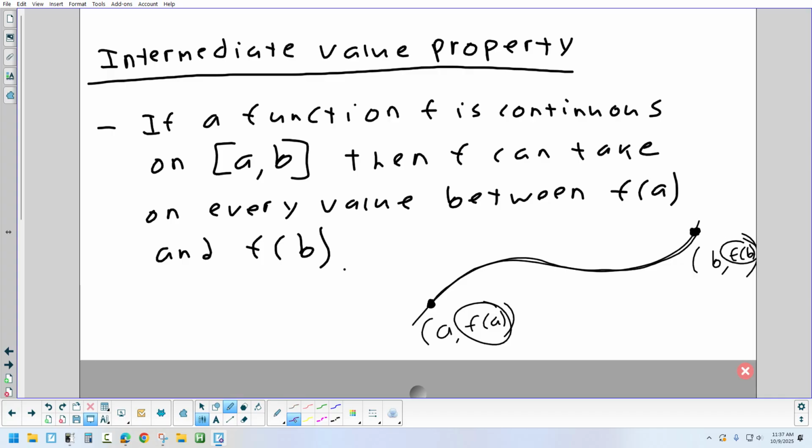So if, let's say this y value was at 5, I'm just making up a number, and this y value is higher, at 15, I'm going to go through every possible y value between 5 and 15 at some point. Am I going to hit 6 at some point? Yep, maybe right about there. 7, 8, 9, 10, 11. I'm going to hit every single y value between 5 and 15. That's the intermediate value property. Any question on that?